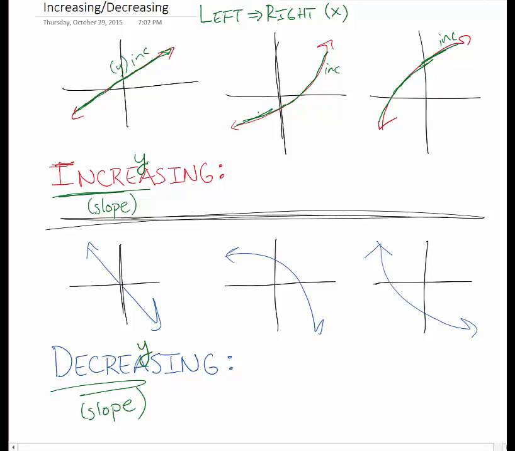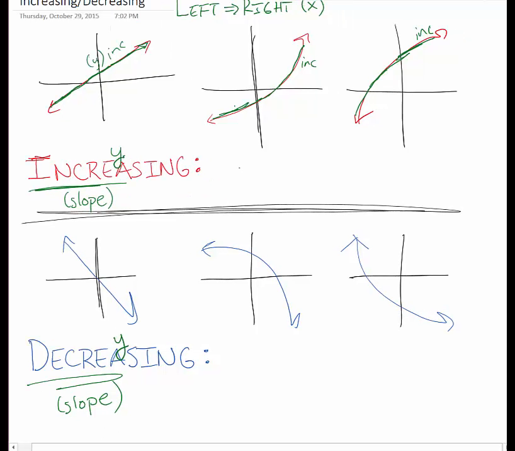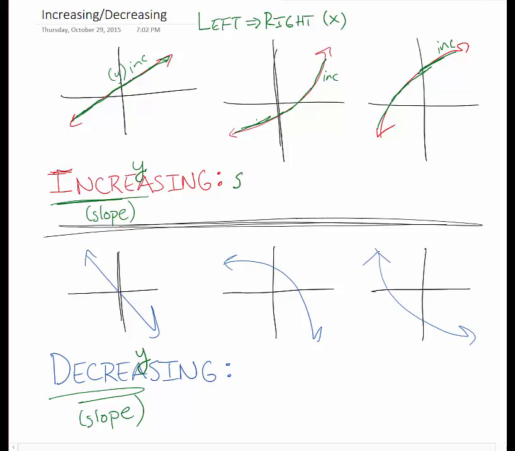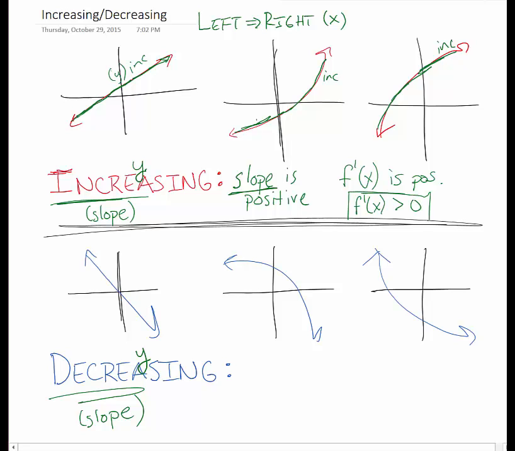So another way to think about increasing is that our slope is positive. Or instead of using the word slope, in calculus, we're going to say that our derivative, f prime of x, is positive. And another way you'll see this written, instead of writing out positive, is that f prime of x is greater than 0. And when that happens, when our derivative is greater than 0, meaning it's a positive number, then we're going to have a graph that looks somewhat like one of these, where it's increasing.